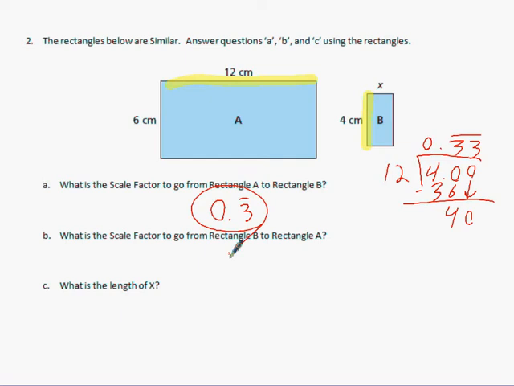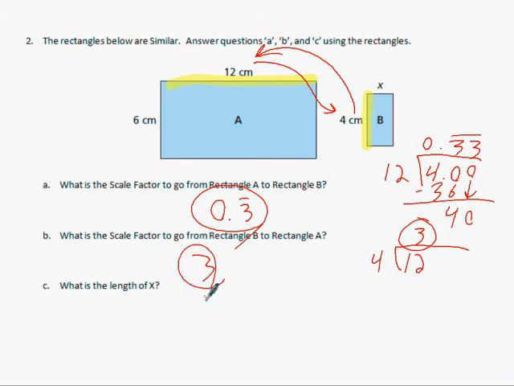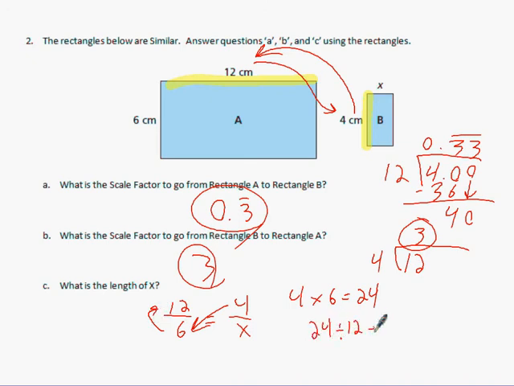What is the scale factor to go from rectangle B to rectangle A? Well, now, instead of going this way, we are going to go this way. So 12 goes inside, 4 goes outside, 4 goes into 12 3 times. That's much easier. What is the length of X? Long side over short side. Long side over short side. Cross multiply. 4 times 6 equals 24. Divide by 12. 24 divided by 12 equals 2. 2 centimeters. X equals 2 centimeters.